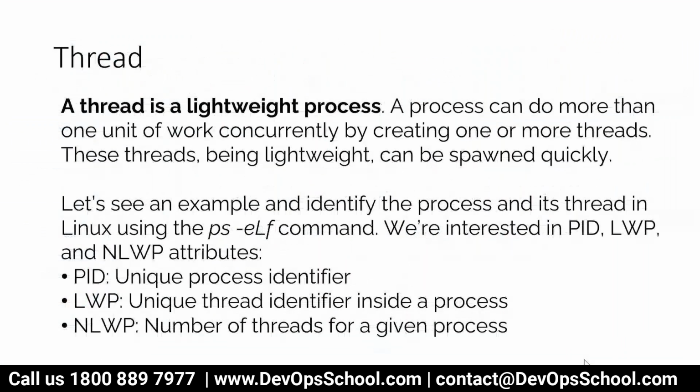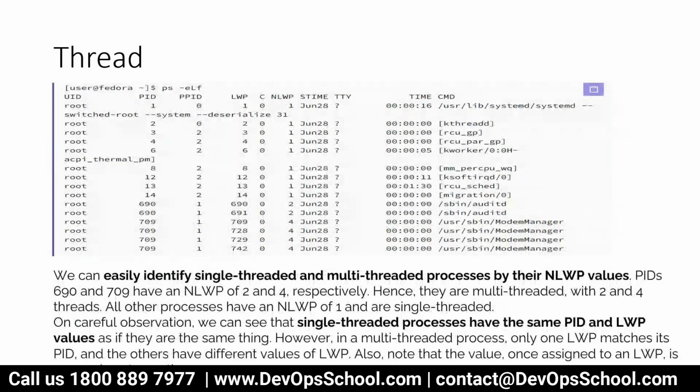A thread is a lightweight process. Again, each thread will run a certain application. A process can do more than one unit of work concurrently by creating one or more threads. These threads, being lightweight, can spawn quickly. Let's see an example, and you can run this command ps. Just now I ran it to show you that. PID is the unique process identifier, LWP is the unique thread identifier inside a process, and NLWP is the number of threads in a given process. Okay, this is the example I showed you.